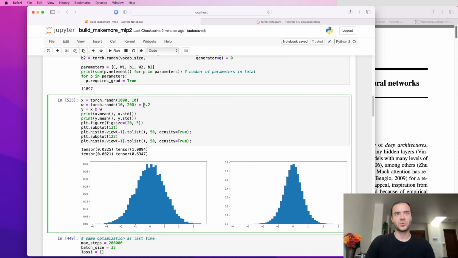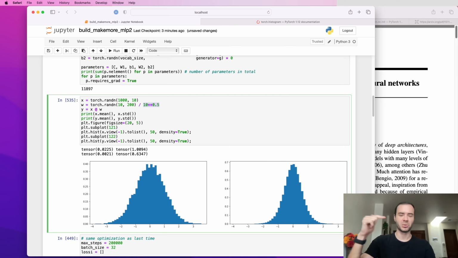And so the question is, what do I multiply by here to exactly preserve the standard deviation to be 1? And it turns out that the correct answer mathematically, when you work out through the variance of this multiplication here, is that you are supposed to divide by the square root of the fan-in. The fan-in is basically the number of input elements here, 10. So we are supposed to divide by the square root of 10. And this is one way to do the square root.